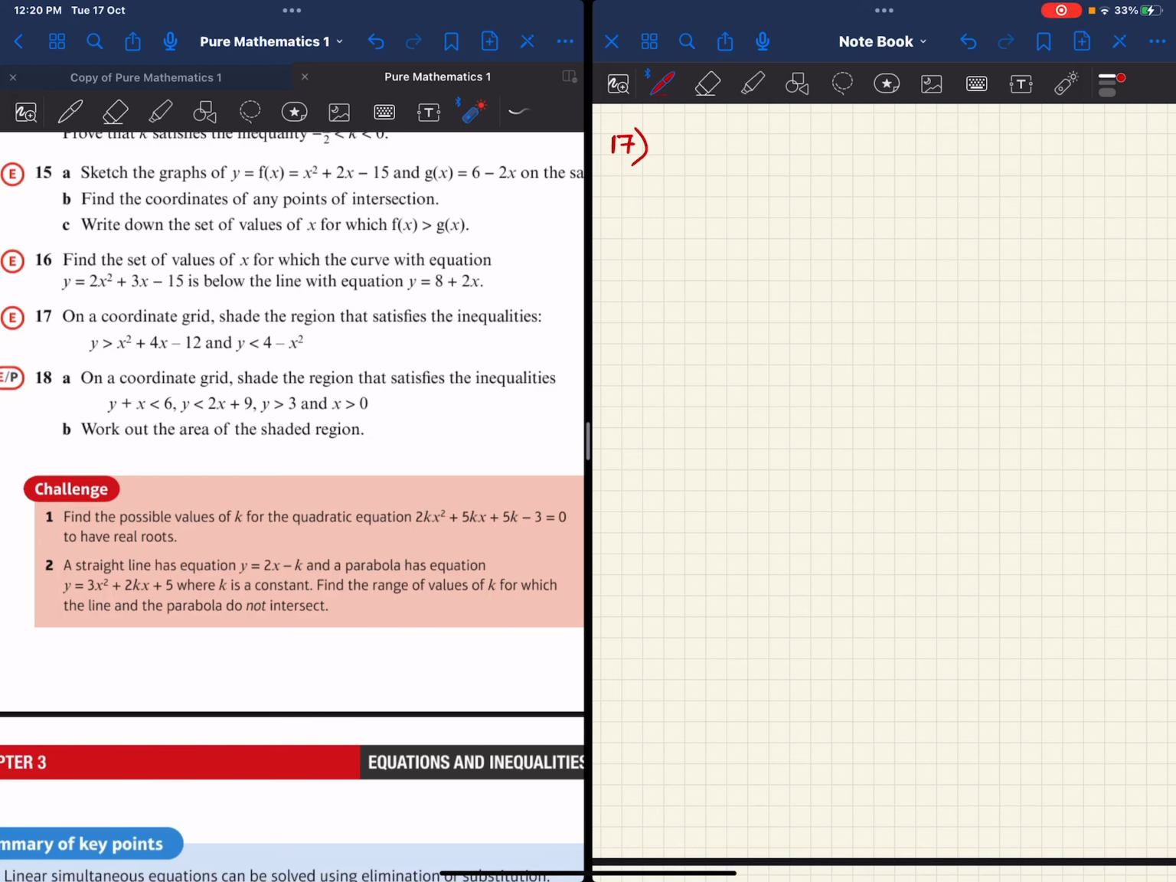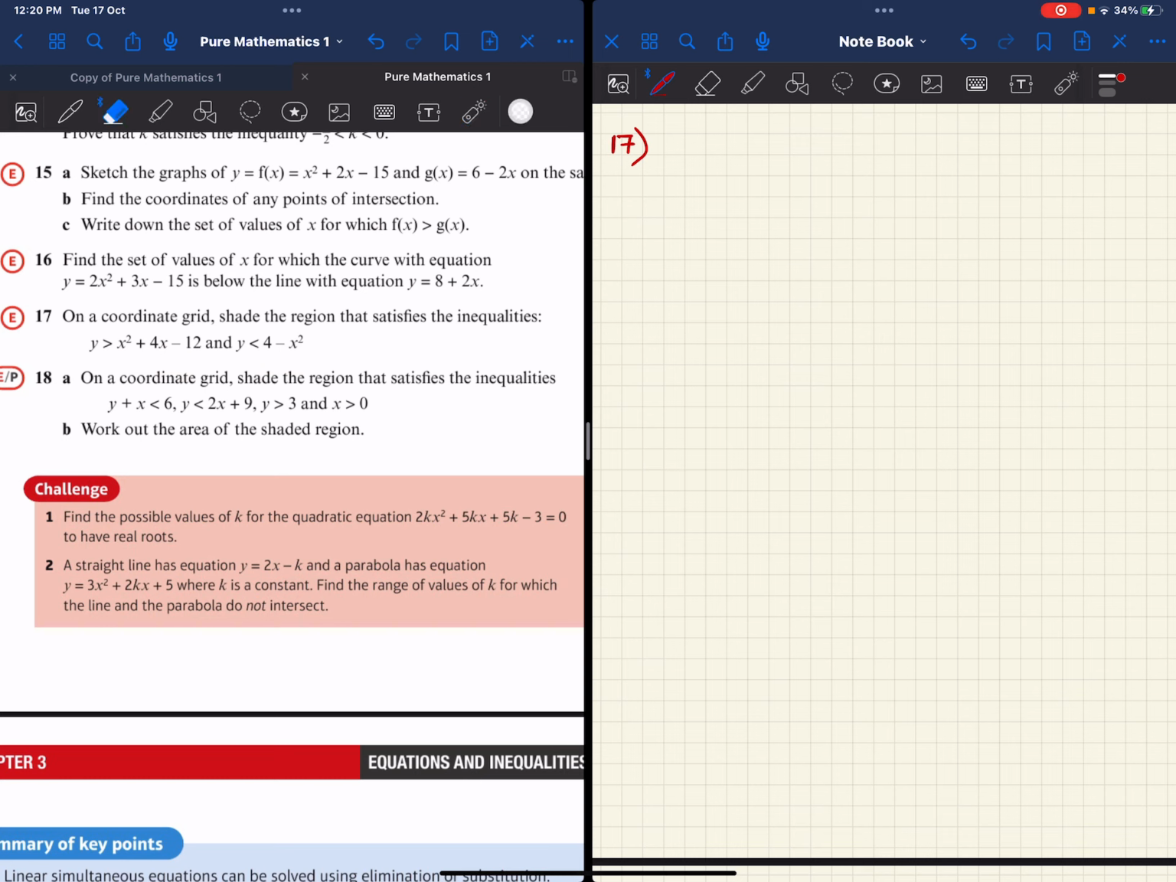Question number 17. On a coordinate grid, shade the region that satisfies the inequalities y is greater than x squared plus 4x minus 12 and y is less than 4 minus x squared. When we have the word "and", it should satisfy both of them simultaneously. So let's see how this works.